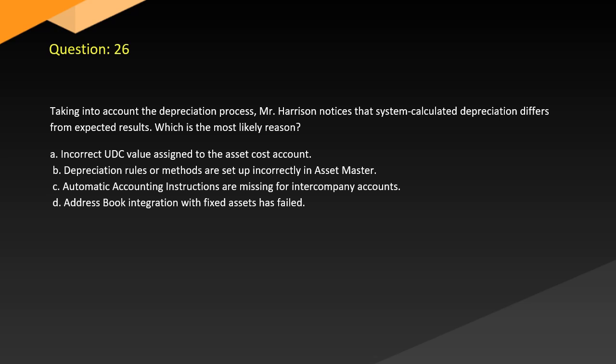Question 26. Taking into account the depreciation process, Mr. Harrison notices that system-calculated depreciation differs from expected results. Which is the most likely reason? A. Incorrect value assigned to the asset cost account. B. Depreciation rules or methods are set up incorrectly in Asset Master. C. Automatic accounting instructions are missing for intercompany accounts. D. Address book integration with fixed assets has failed.